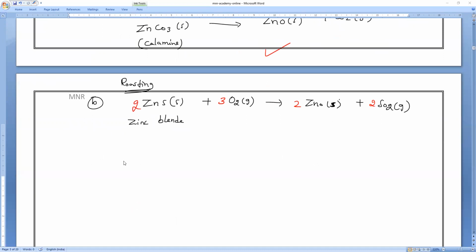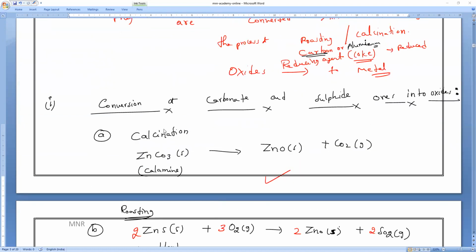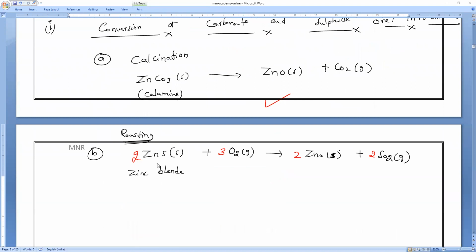Next, second step, tell me. First step is over: converting carbonate and sulfide ores into oxides. We converted zinc carbonate into zinc oxide, and zinc sulfide into zinc oxide. What is the next step? Reduction. You should speak.